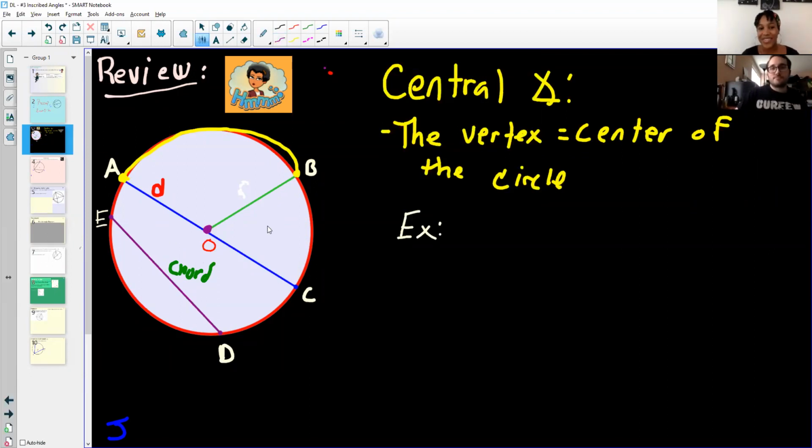This is the time where I'm actually going to call on somebody. You can just unmute yourself to answer, or type in the chat if you want. Can you give me an example of a central angle in this picture? Remember, here's a hint. A central angle is where the vertex of the angle, where the 2 rays meet, is in the center of the circle. So what's an angle?